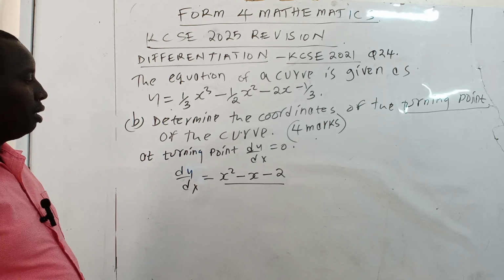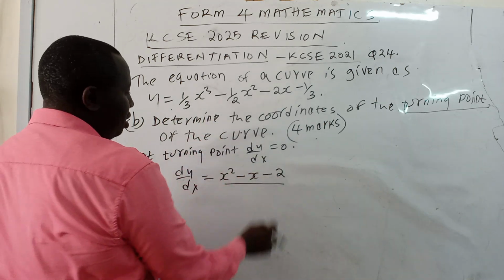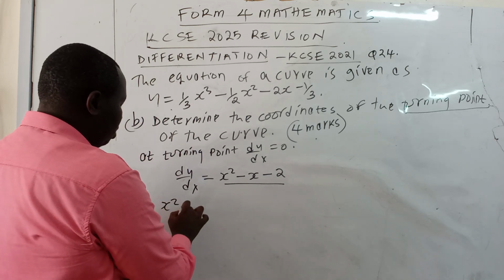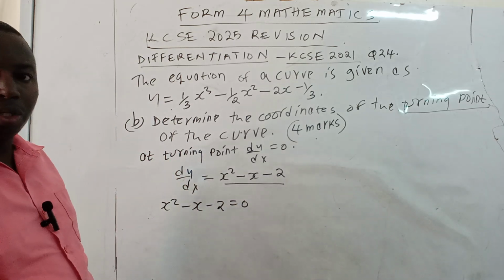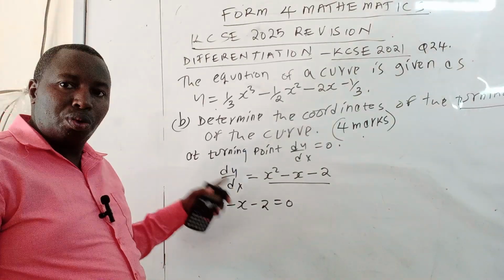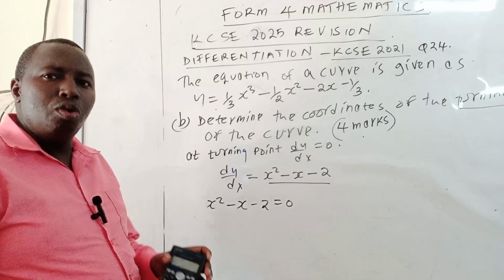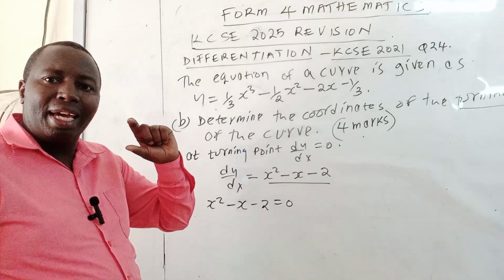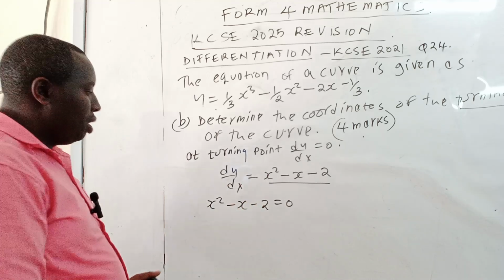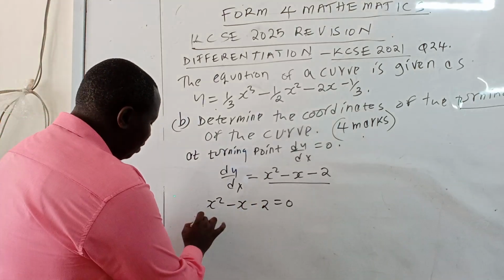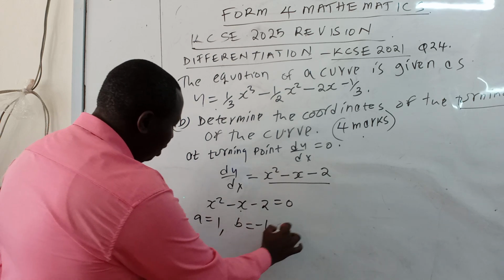x squared minus x minus 2. You are supposed to take this function, x squared minus x minus 2, and equate it to 0, for you to solve this equation and find the turning point. So in this case, you apply the knowledge of quadratics from Form 2. You can use the product method to solve this. a is 1, b is negative 1, and c is minus 2.